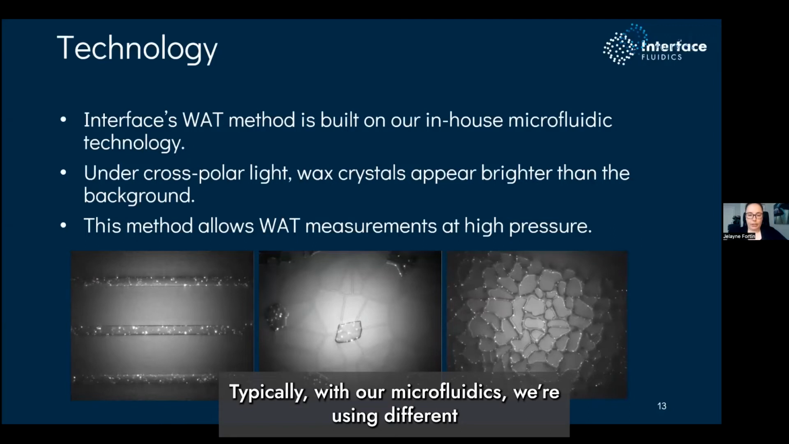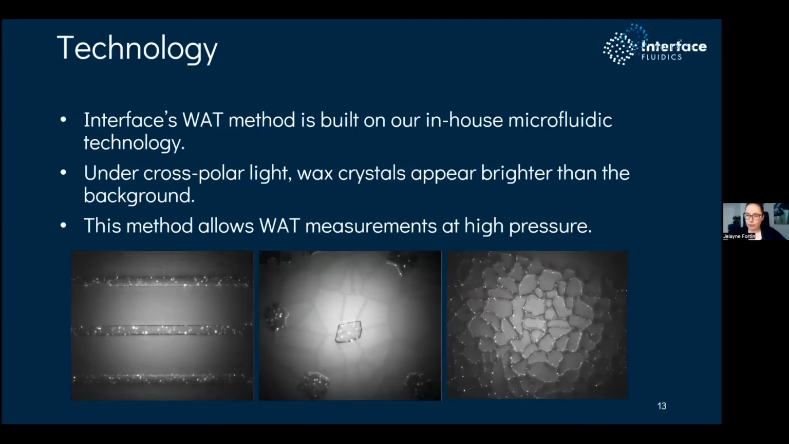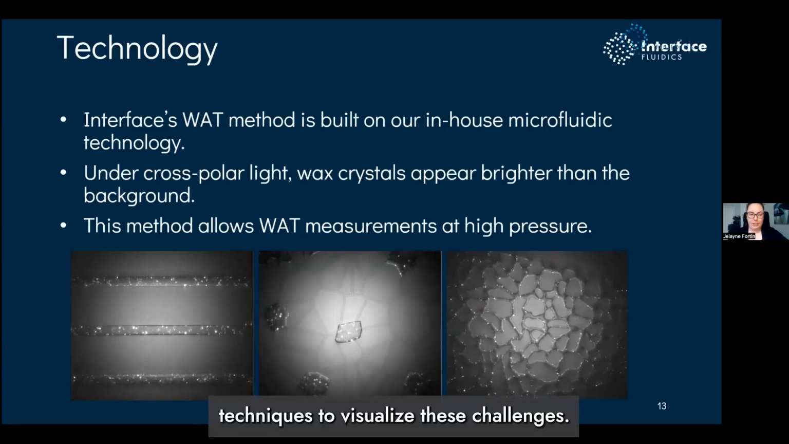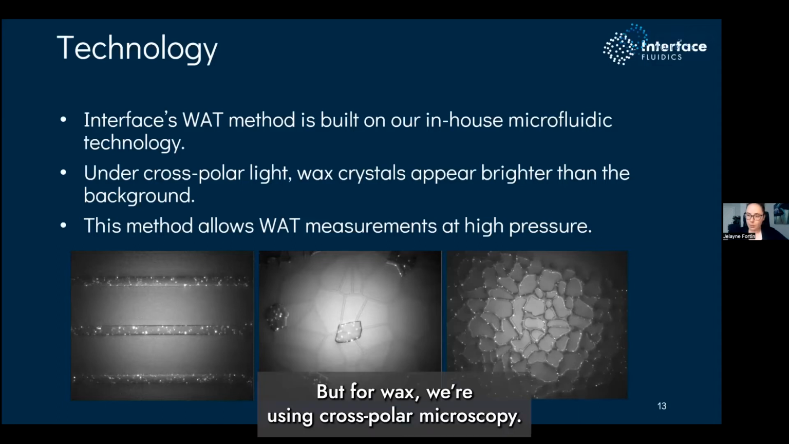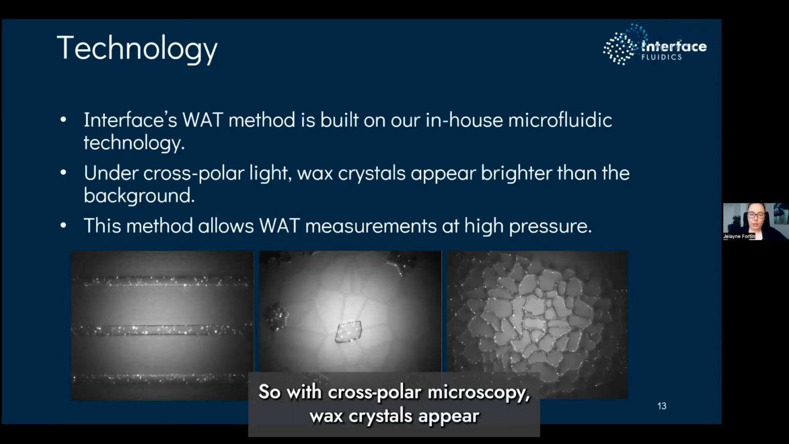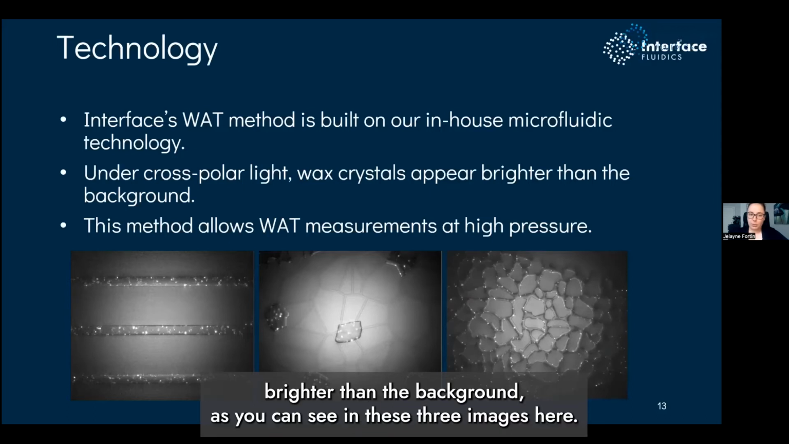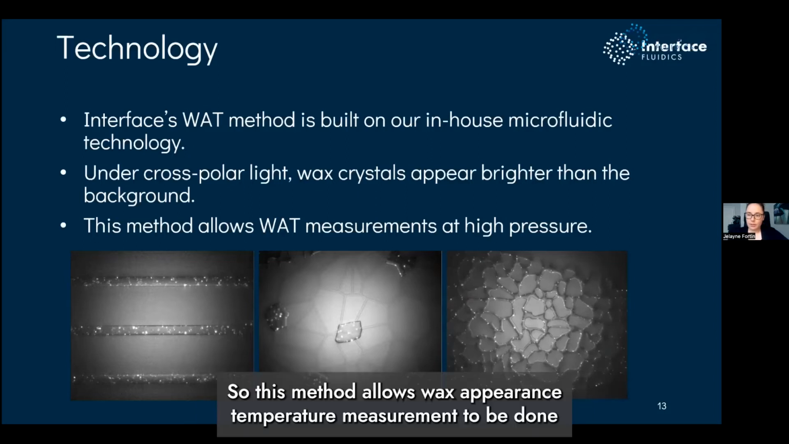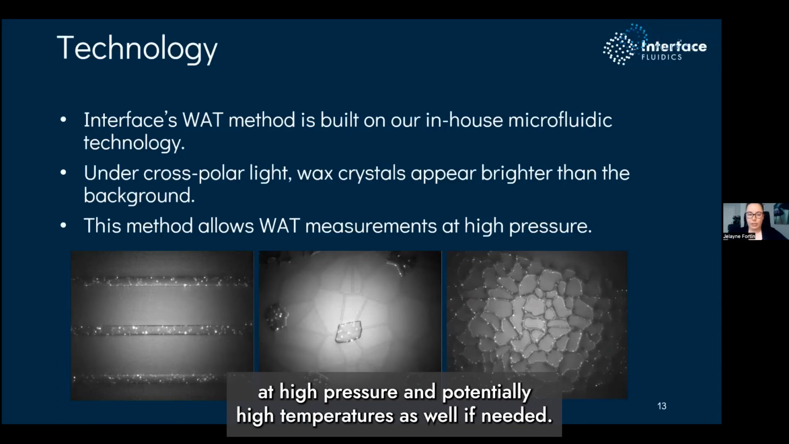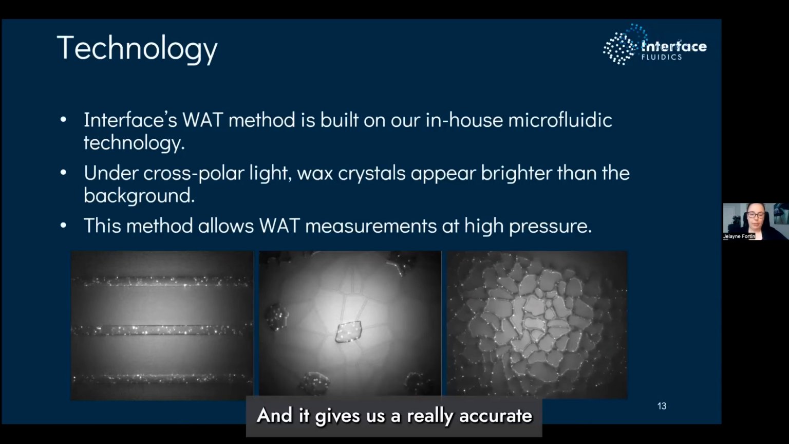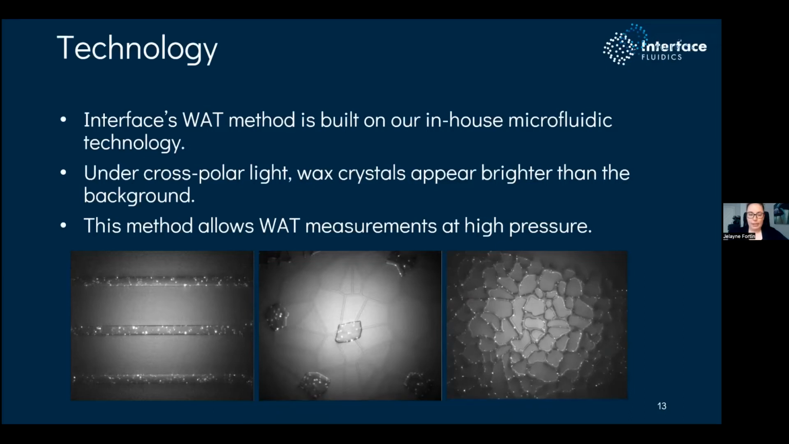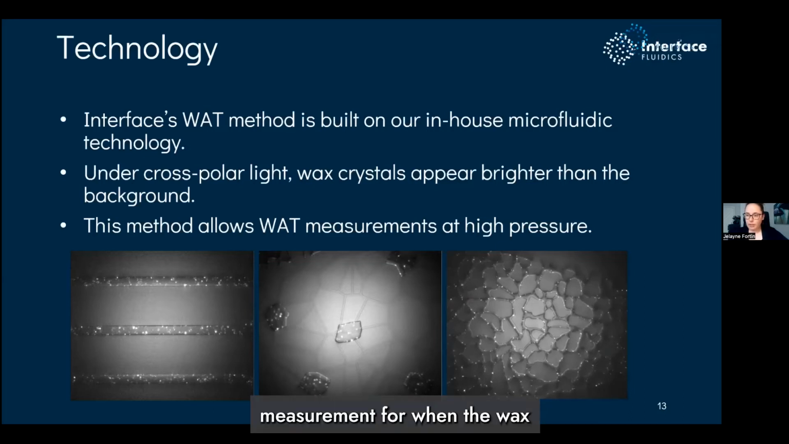Typically with our microfluidics, we're using different techniques to visualize these challenges. But for wax, we're using cross-polar microscopy. With cross-polar microscopy, wax crystals appear brighter than the background, as you can see in these three images here. This method allows wax appearance temperature measurements to be done at high pressure, potentially high temperatures as well if needed, and it gives us a really accurate measurement for when the wax appears.